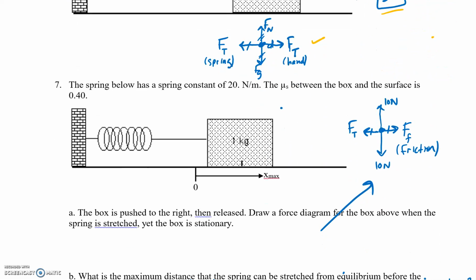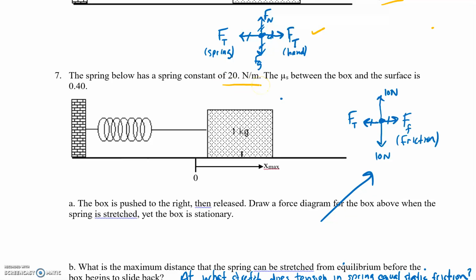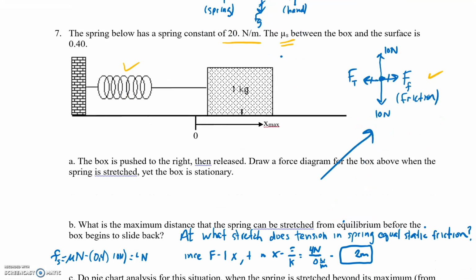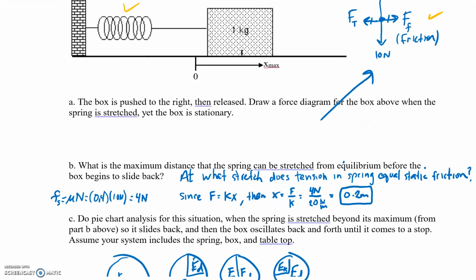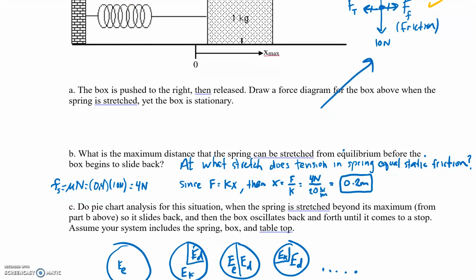Next problem, spring constant is 20 newtons per meter for this spring right here. The coefficient of static friction, meaning the friction where it's not moving, so the spring would be stretched, pulling on the block, but the block wouldn't be moving because of static friction. The force diagram would look like this in that case. And at what point would it start to slide is when the tension force will be equal to the friction force and then get greater.